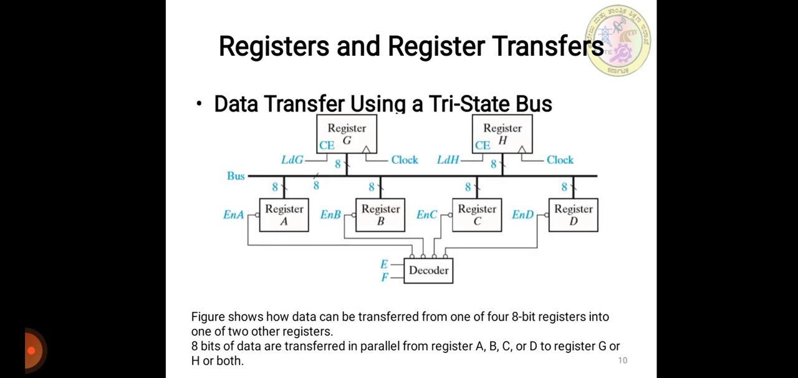Next, the data transfer using a tri-state buffer. The figure shows how data can be transferred from one of the four 8-bit registers into one or both of the other two registers. 8 bits of data are transferred in parallel from register A, B, C or D to register G or H or both.